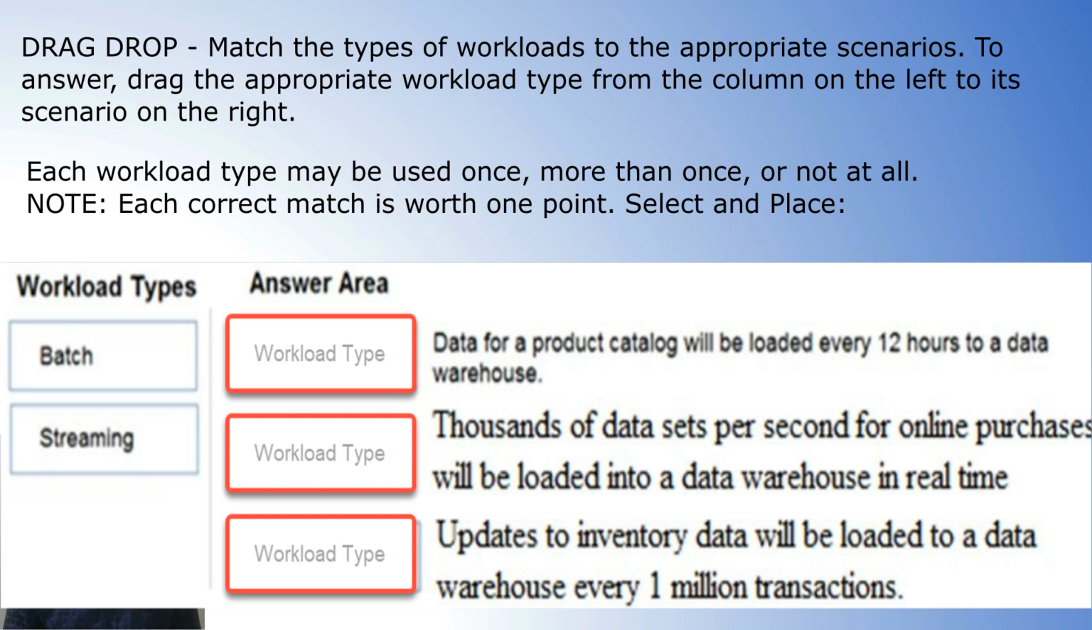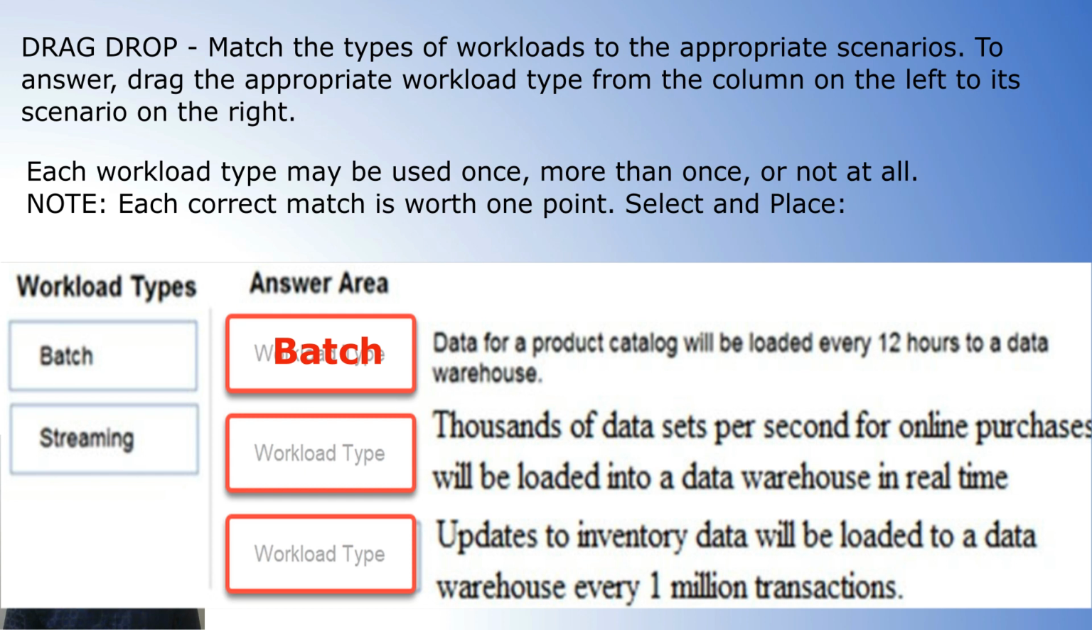Answer: in the first description, data will be loaded every 12 hours to a data warehouse. That means data is loaded periodically. So, this description will match with the workload type of batch, because batch processing refers to the processing of blocks of data that have already been stored over a period of time.